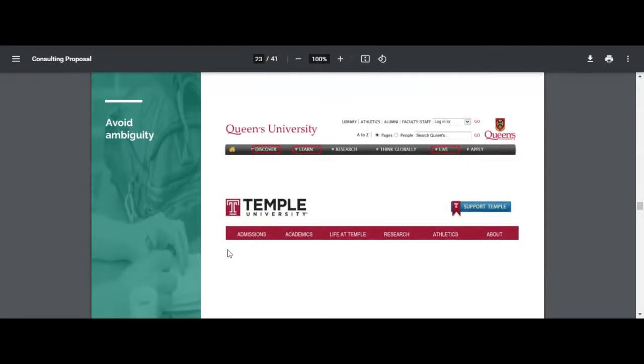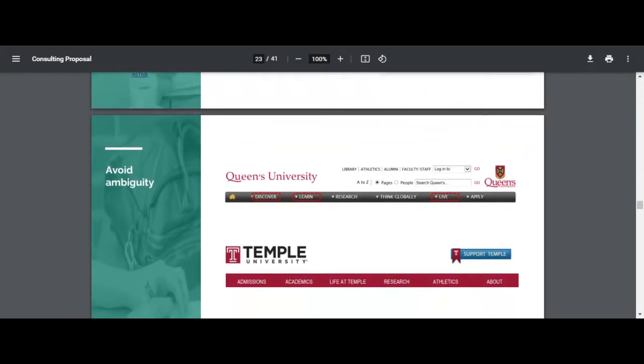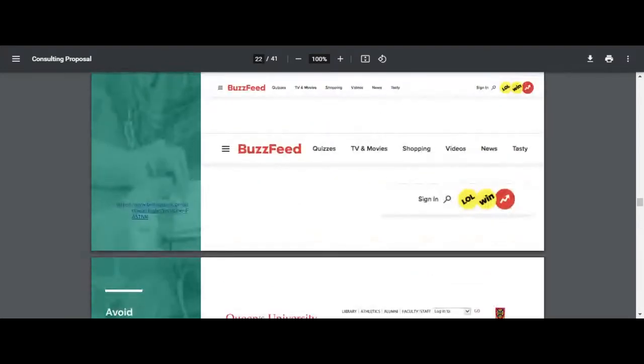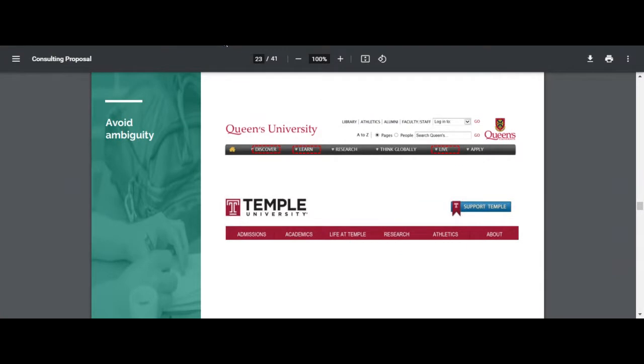Temple University: admissions, academics, life at Temple, research, athletics, about, live, discover, learn. Okay, so yeah, discover, learn. What is the difference between discover and learn? Research, think globally, live. What is Queen's University live? Live cam? I don't know. Definitely these discover and learn, I would say. They probably have a lot of good content. I would definitely rethink those labels. And these are like entry points.